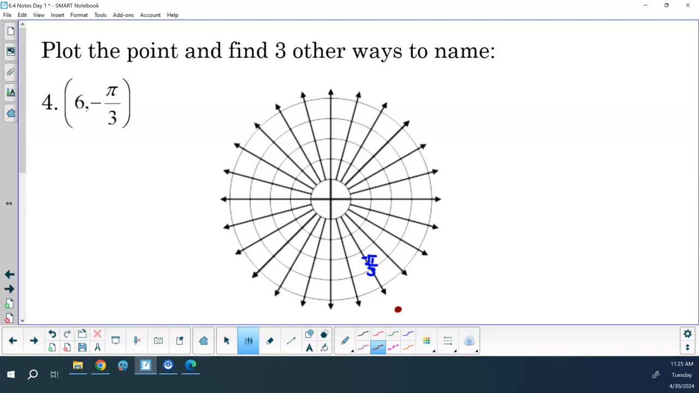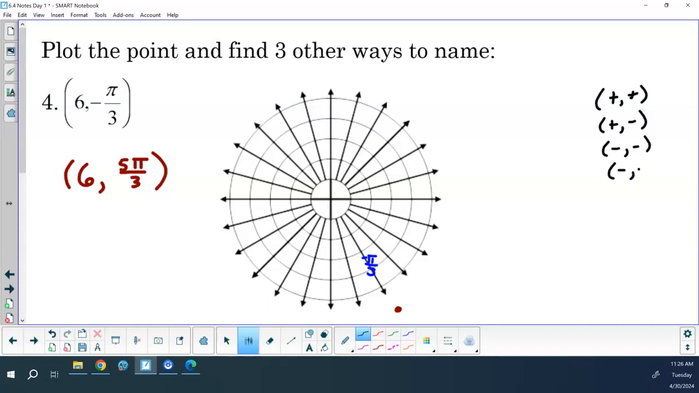Other ways to name that. Well, another way to name that would be 6, 5 pi over 3. If you didn't notice, your 4 different ways should be: one positive positive, one positive negative, one negative negative, and one negative positive. Okay? So we've got positive negative, we've got positive positive. So now we've got to go negative negative.